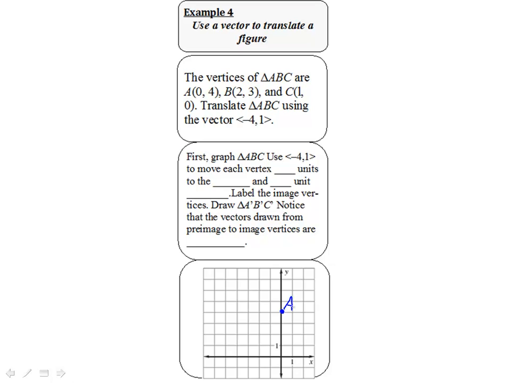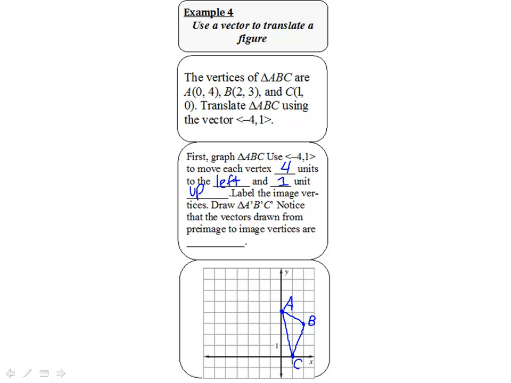Here's A. B is 2, 3. And C is 1, 0. So here's C. And again, I'm going to connect them. So this is, remember, my pre-image because it's before any movements. So first, graph them. Now we're going to use <-4, 1> to move each vertex 4 units to the left and 1 unit up.